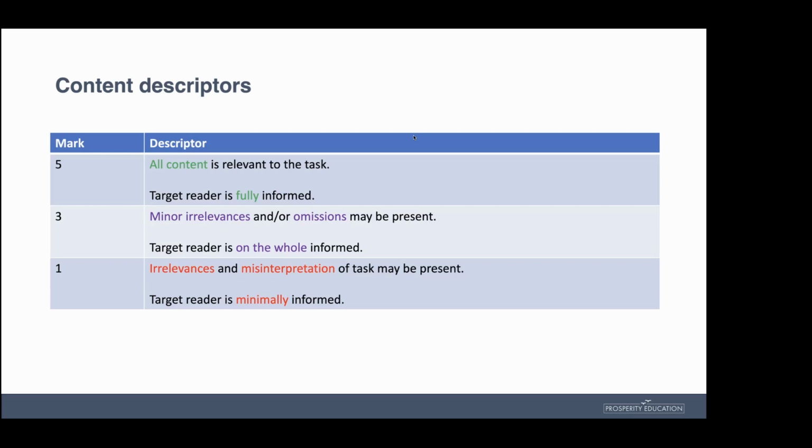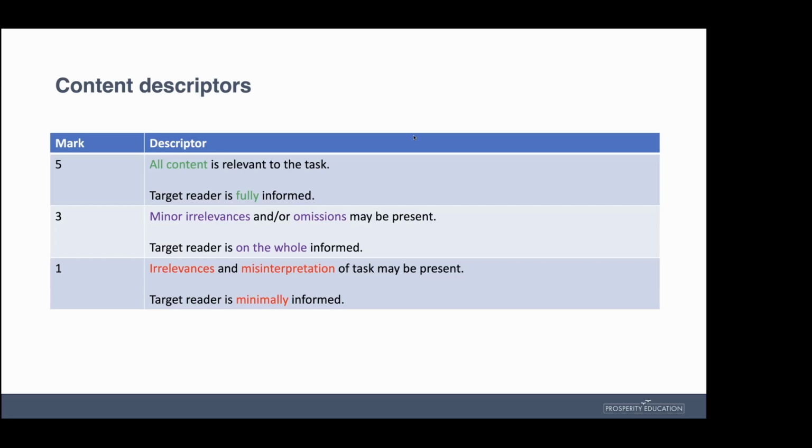So they would then look at the descriptor for 3, minor irrelevancies and omissions, on the whole informed. Now, if the essay fits in that category, they would award that. Quite often, they would be reading that and thinking, it's a bit stronger than that, but not quite as strong as a 5, in which case a 4 is awarded. And exactly the same process with a mark of 2. It's the midway point between 3 and 1.